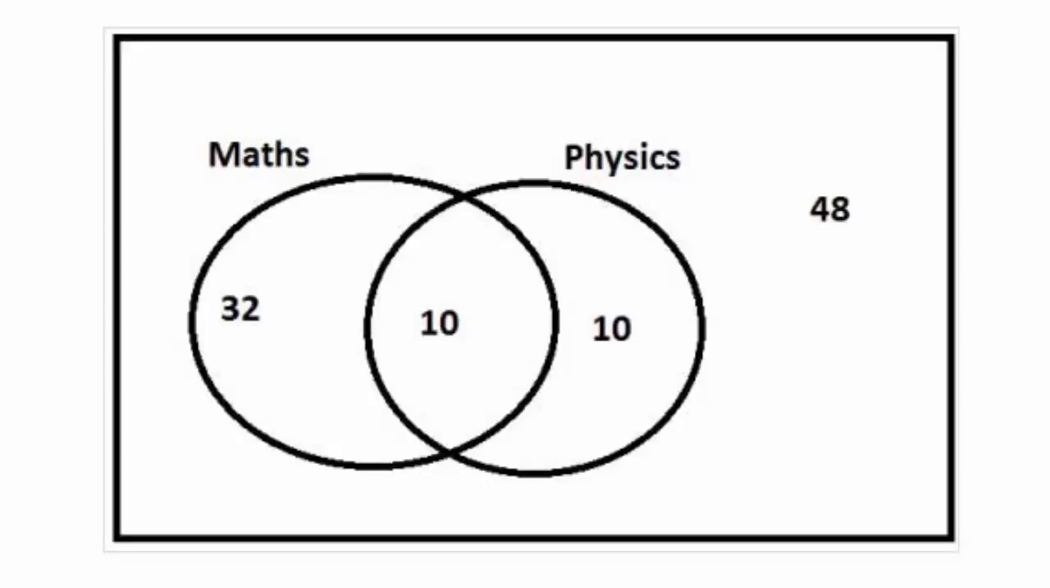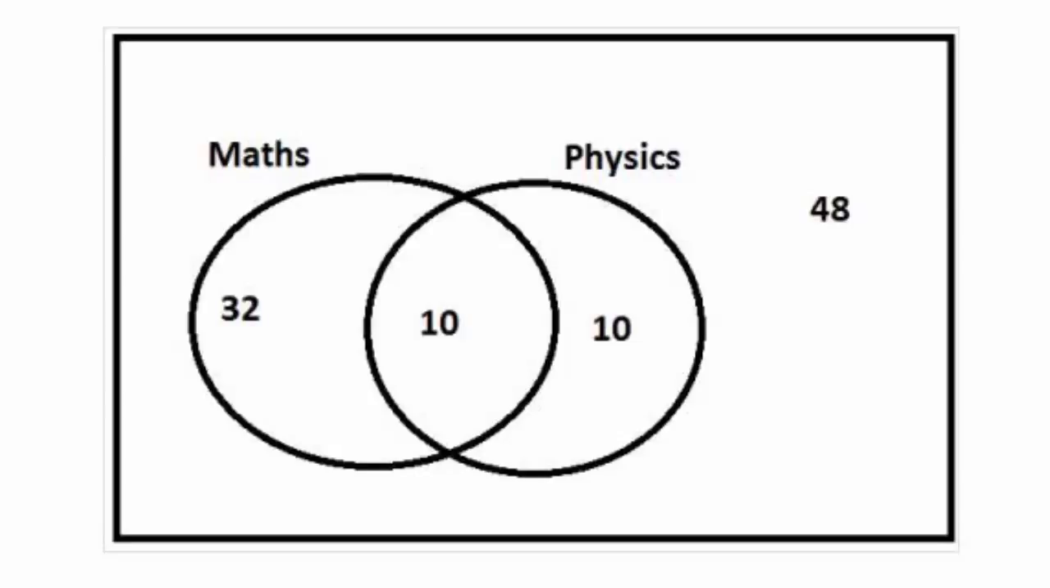Now the reason why I'm emphasizing this is because we have a number outside the Venn diagrams, and we should do quite often. That number is 48, and it represents all the students in the school who do not study maths or physics. Lots of people don't, that's completely understandable.